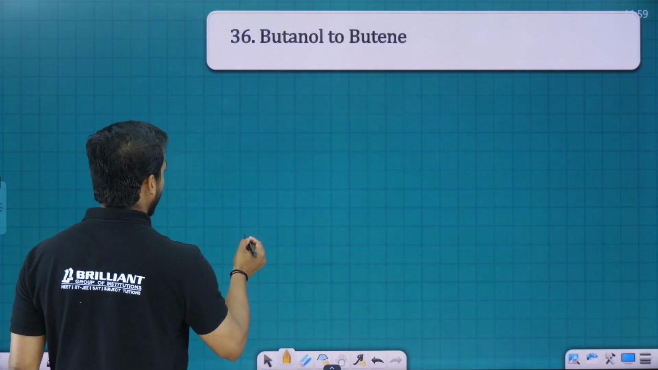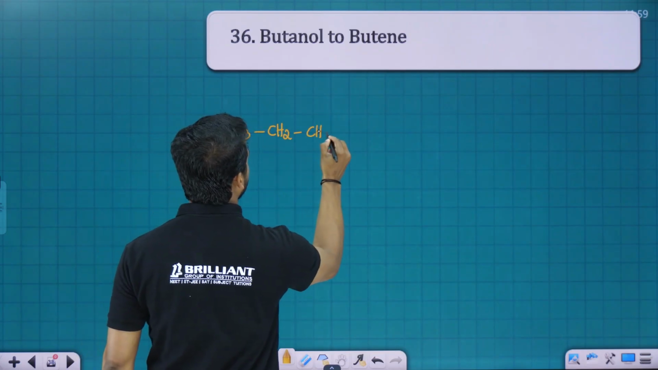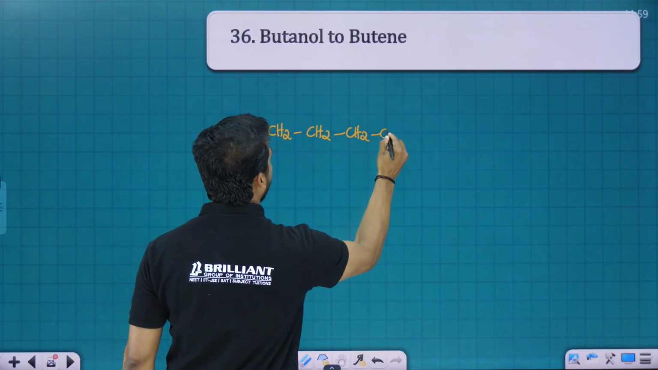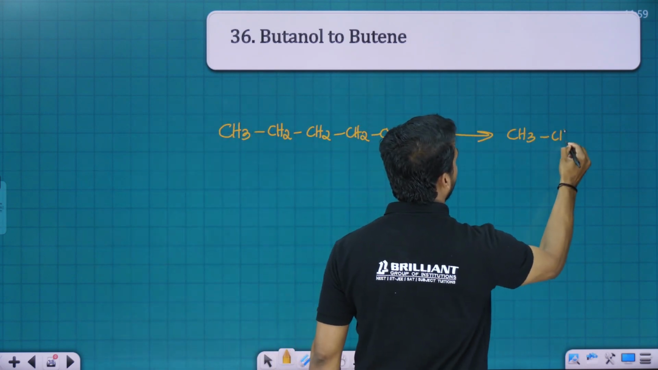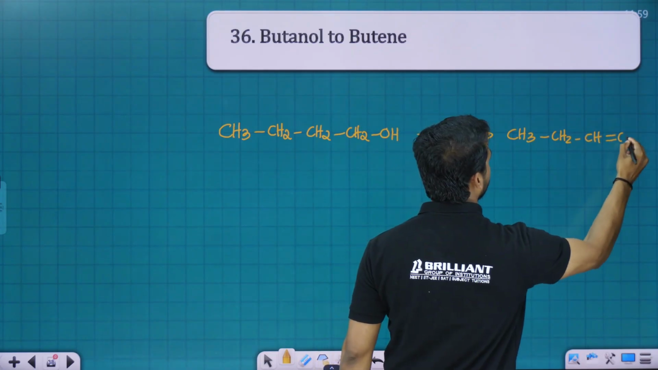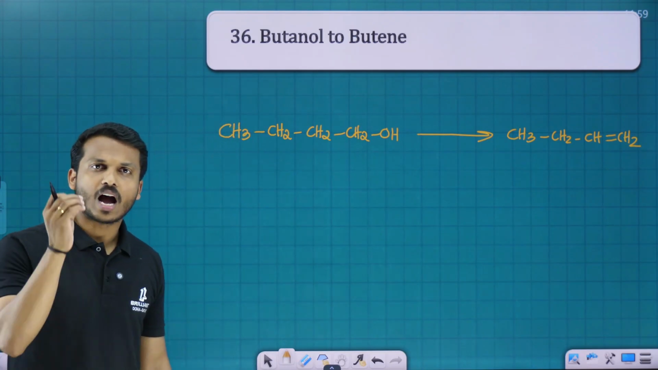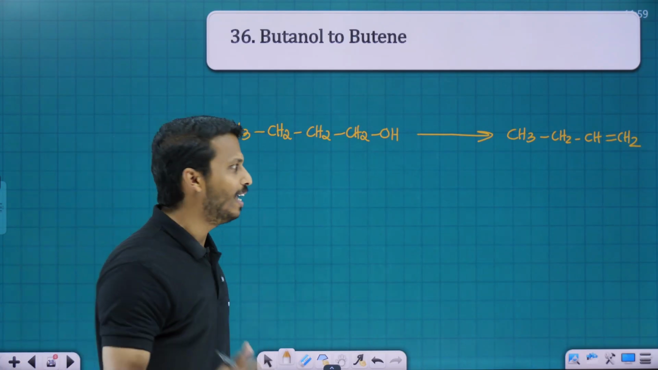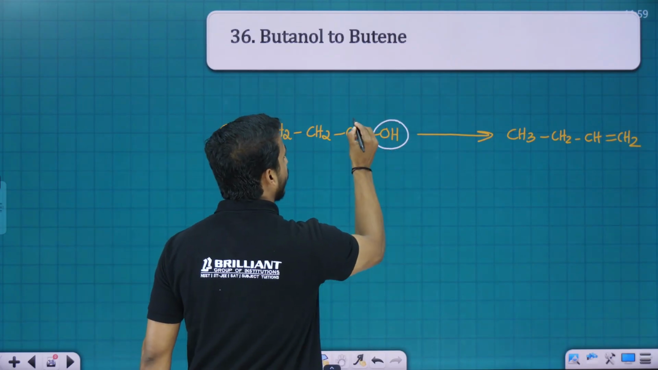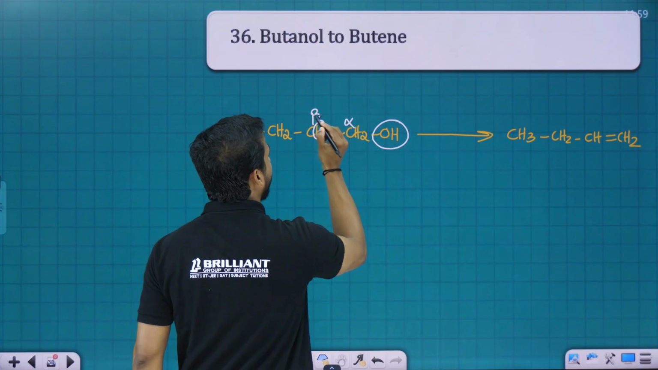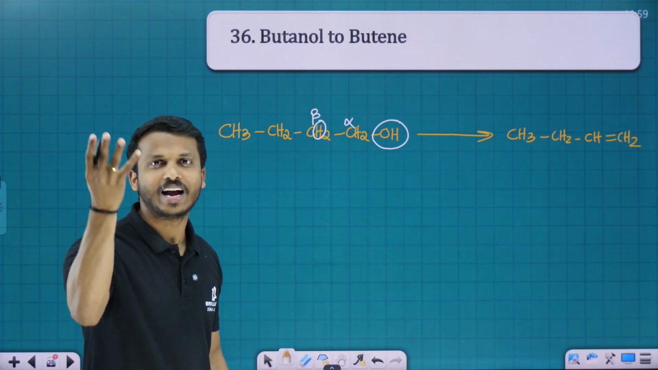Next one. How will you convert butanol? What is butanol? CH3, CH2, CH2, CH2, OH. How will you convert butanol to butene? What happened here? Alcohol converted to alkene. That is dehydration. They take this OH from alpha, take hydrogen from beta, and make a double bond between alpha and beta. That is dehydration.